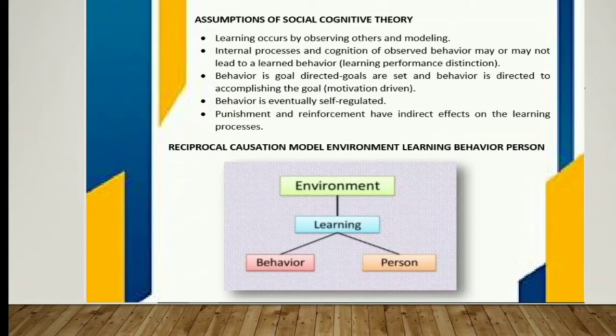Okay, next is behavior is goal-directed. Goals are set and behavior is directed to accomplishing the goal. Motivation driven, kibali planado siya, kibali ma-planuhan ang behavior. So, behavior is eventually self-regulated, kibali makontrol ra gyud na sa kaugalingon ang behavior, kibali ikaw mismo ang magkontrol sa imuhang behavior. Punishment and reinforcement have indirect effects on the learning processes. So, dili dayon kita ang iyahang result. So, reciprocal causation model: environment, learning, behavior, person.